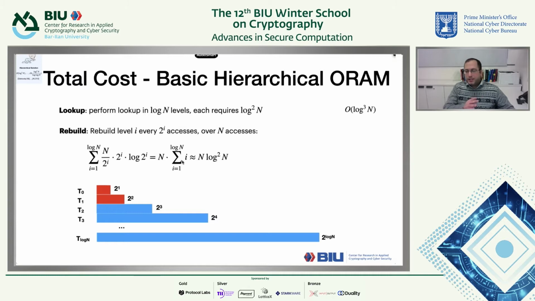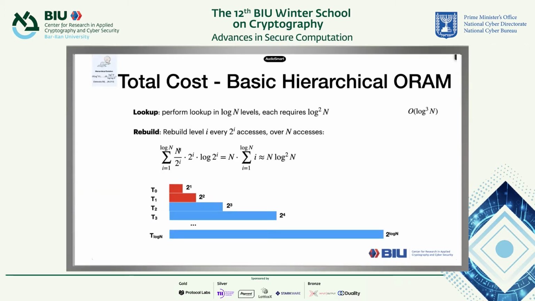The rebuild is, let's say I have only n accesses. Actually, I'm going to have much more, usually. So I'm going to rebuild level i every 2 to the i accesses. So over the course of n accesses, I'm going to rebuild level i n over 2 to the i times. Each rebuild is an oblivious sort. It costs me 2 to the i times log 2 to the i, it's n log n. So overall, the cost over n accesses of rebuilding is this cost. I can take n out, the 2 to the i cancels out, and I get overall n log square n over the course of n accesses, which means that per access, the cost of rebuild is something like log square n.